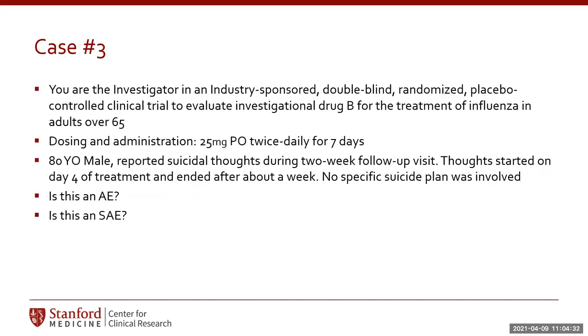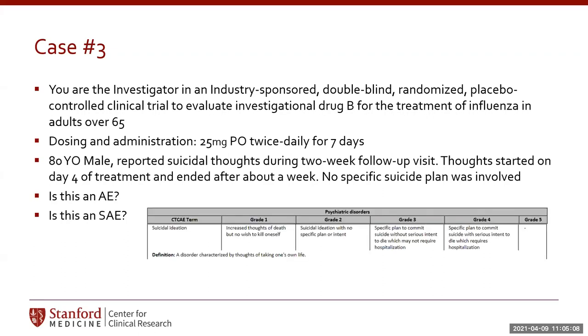So you're the investigator in an industry-sponsored double-blind randomized placebo-controlled trial to evaluate investigational drug B for the treatment of influenza in adults over 65. Dose administration, 25 PO twice a day for 7 days. There's an 80-year-old male who reported suicidal thoughts during 2 weeks of follow-up. Thoughts started on day 4 of treatment, ended after about a week. No specific suicide plan was involved. So is this an adverse event?